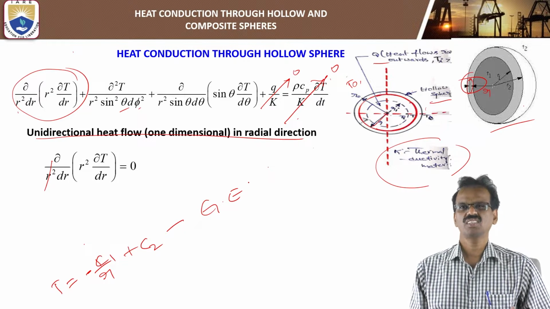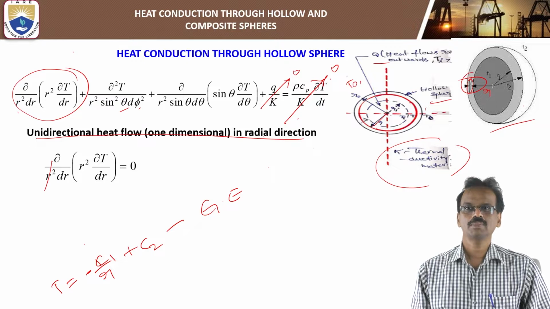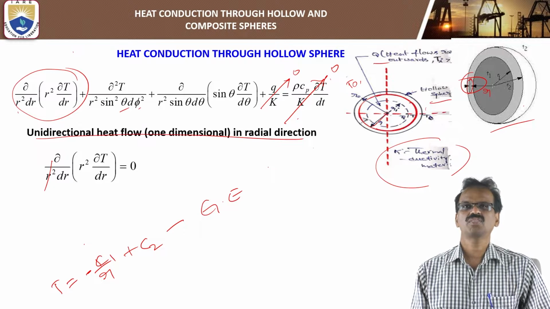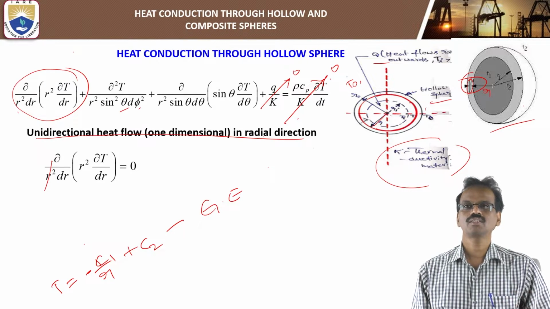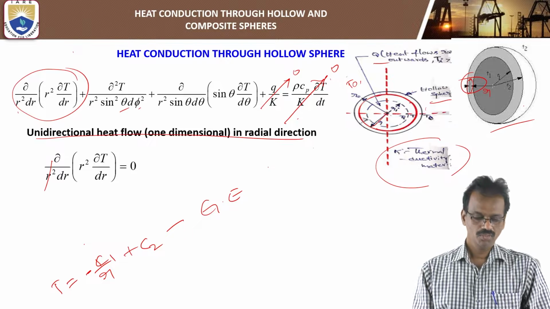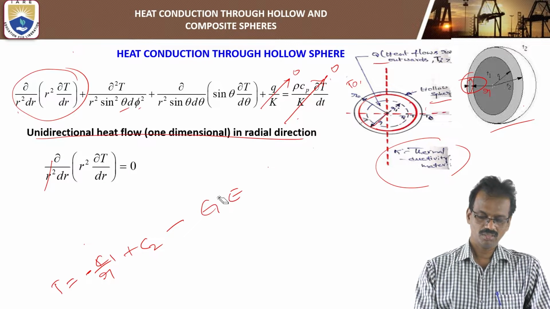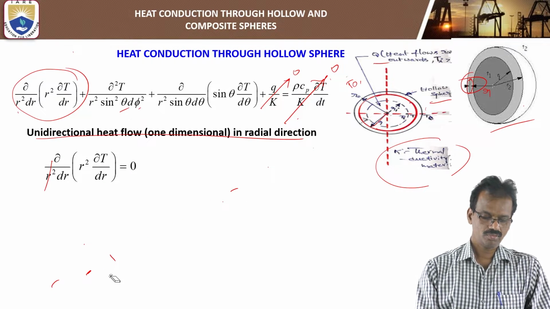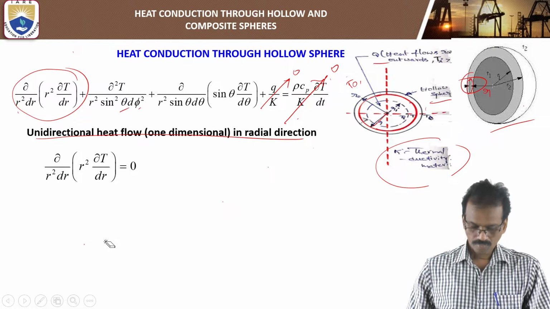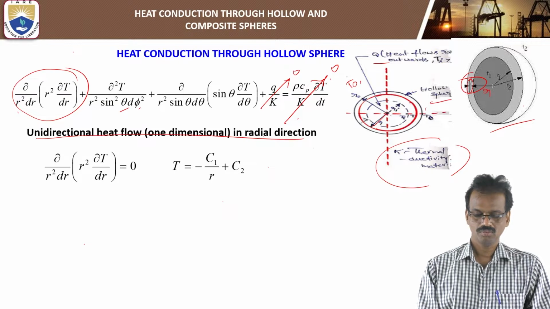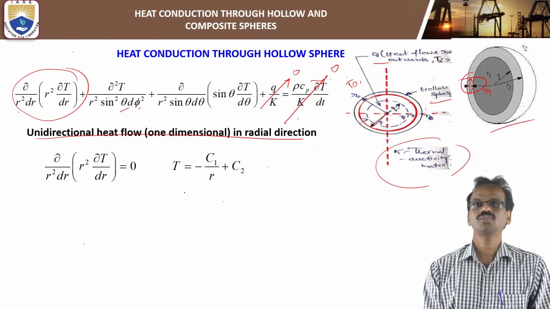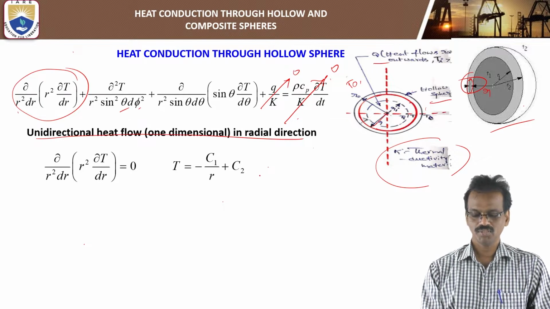We know that the same principle was explained in the previous topics, which were related to cylinders and also to slabs. So this is the general equation. You can see the PPT also and follow this one. So we finalize that T is equal to minus c1 by r plus c2. This is called the general equation.